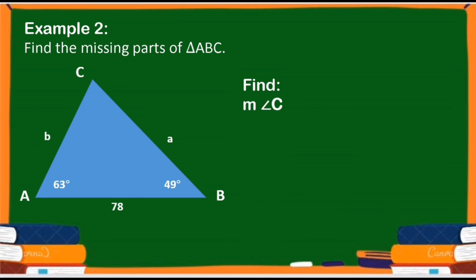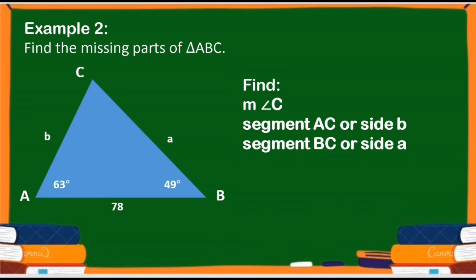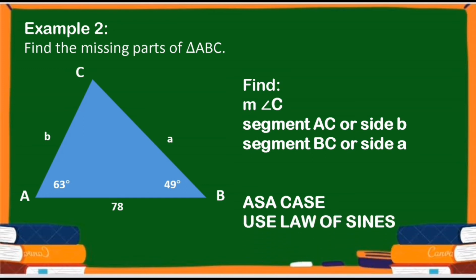Find the measure of angle C, the length of segment AC or side B, and the length of segment BC or side A. So this is an example of the ASA case, therefore we're going to use the law of sines.